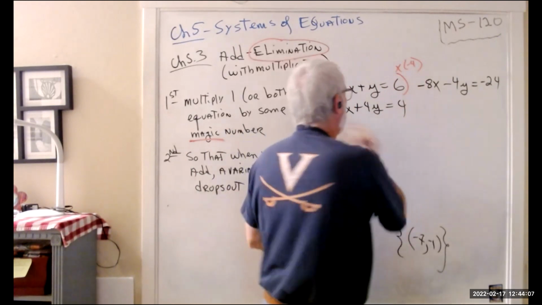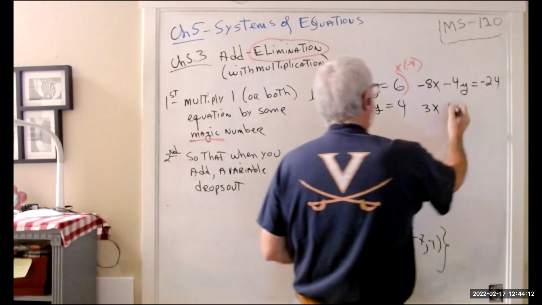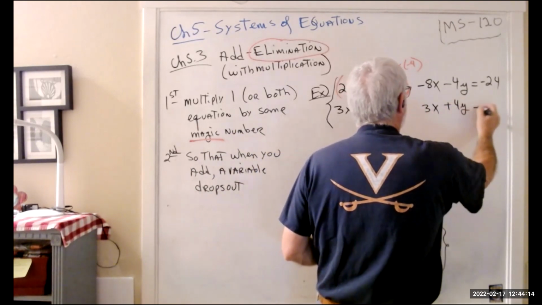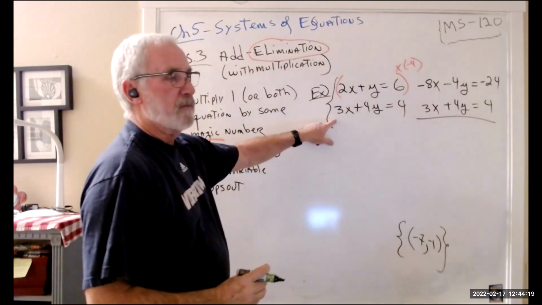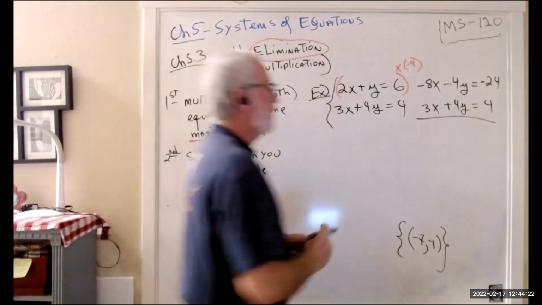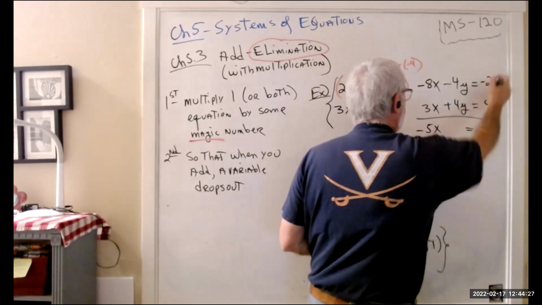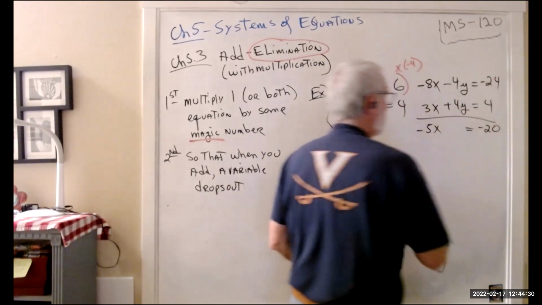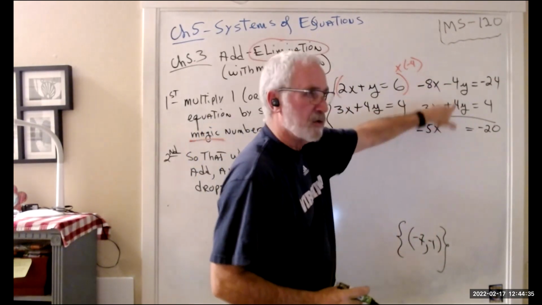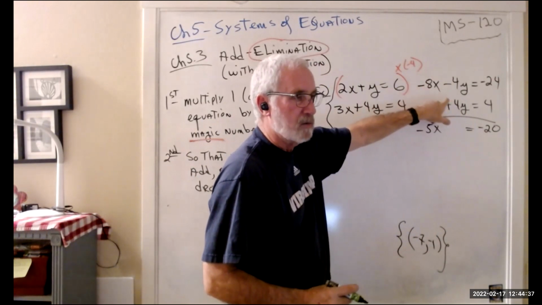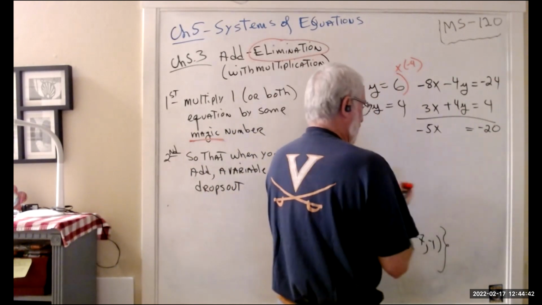I'm going to leave the bottom equation alone. So I'm going to leave it as 3x plus 4y equals 4. Going to add these two together. This makes -5x equals -20. And notice the y's, because they're the opposite of each other, they dropped out. Okay. Solve, divide both sides by -5.